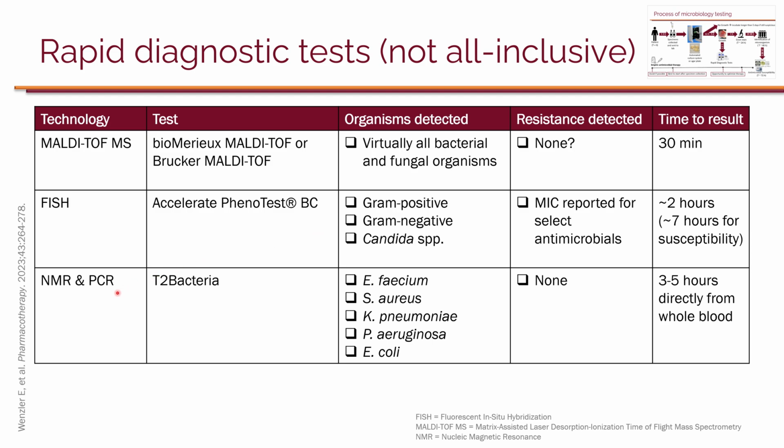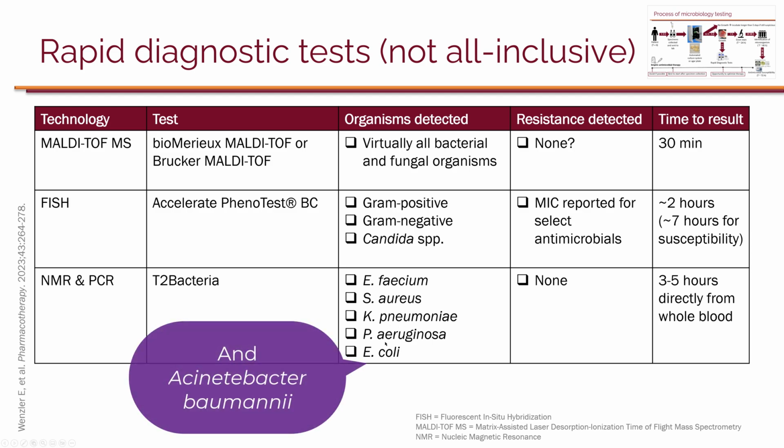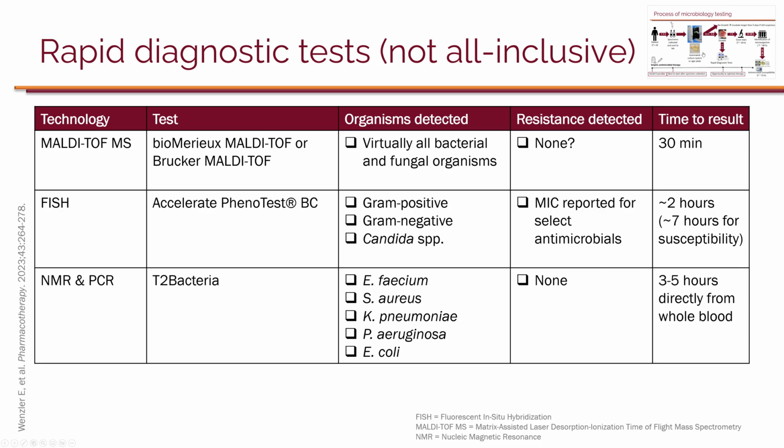And last but not least, we have NMR and PCR. So we have a test called T2 Bacteria, and this can detect Enterococcus faecium, Staphylococcus aureus, Klebsiella pneumoniae, Pseudomonas aeruginosa, and E. coli. And at the moment, it cannot detect resistance. And this one is very fast. It takes 3 to 5 hours, but the time starts directly from the whole blood. So it's significantly faster than the rest of the rapid diagnostics.